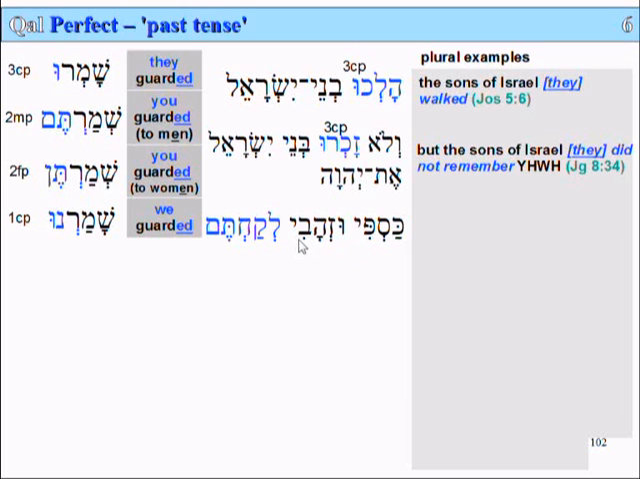Kaspi u zahavi lakachtim. Lakachtim means you have taken. Lakach means to take. Lakachtim means you took. So in English, ye have taken my silver and my gold. Joel 3:5. In the Hebrew, the words are in a slightly different order. It says, my silver and my gold you have taken. But in English, we say, ye have taken my silver and my gold. Okay, let's have a look at another example. Oh, by the way, that's a second person masculine plural there.